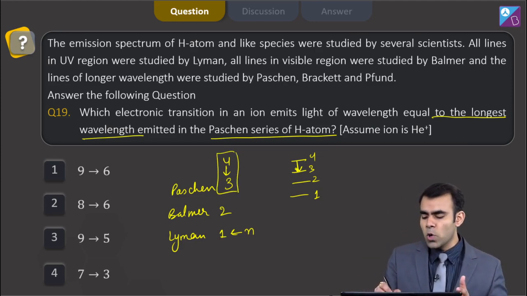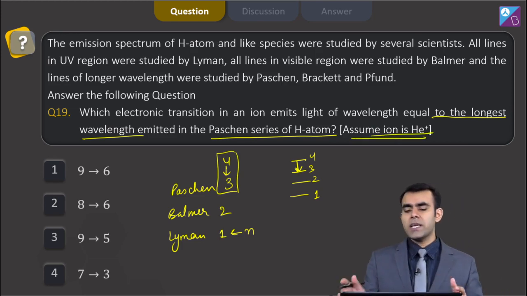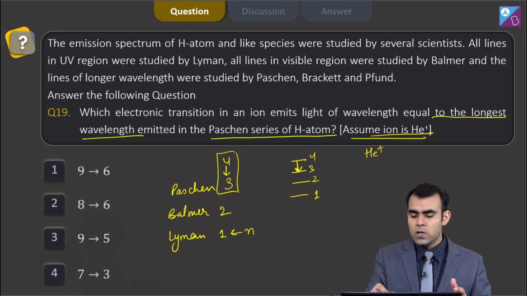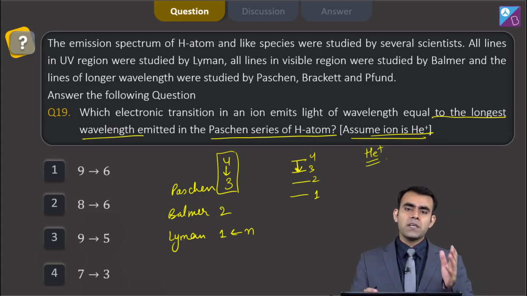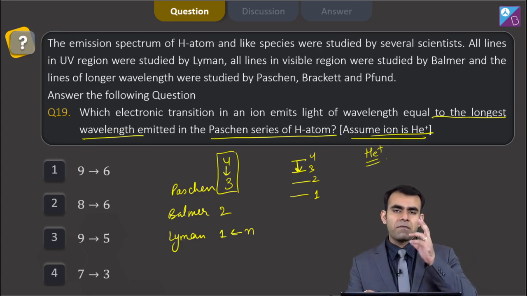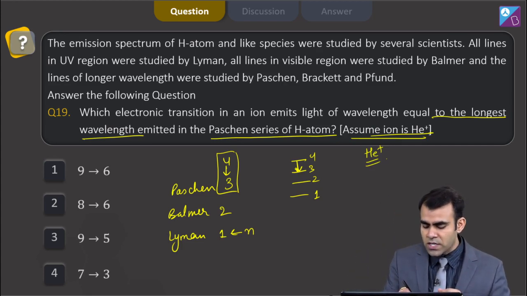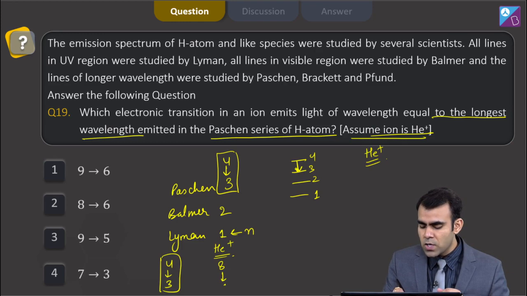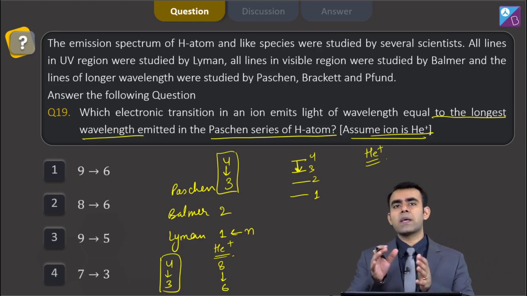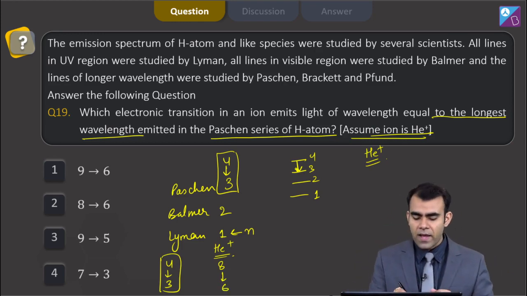But we need to know what happens if my transition is in He plus. Now this is a trick you can remember: the wavelength of a transition will be the same if in hydrogen the transition is from 4 to 3, then in helium my transition is from 8 to 6. You have to multiply only by the value of Z.